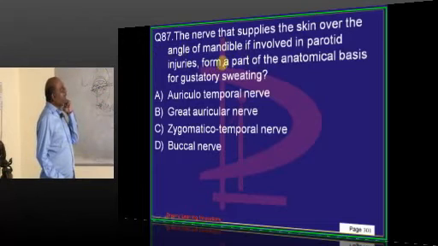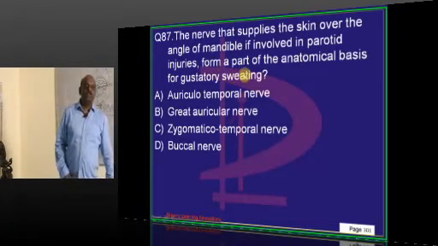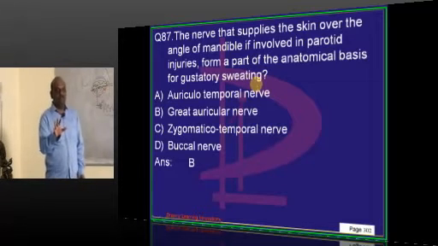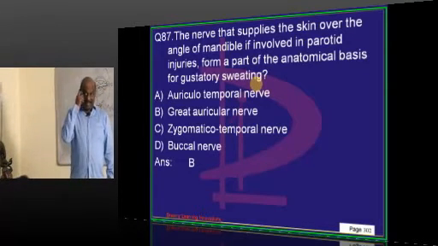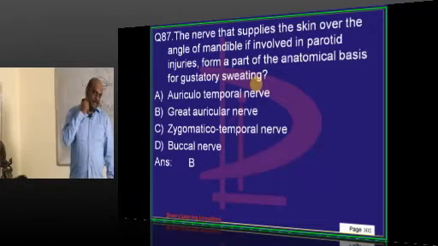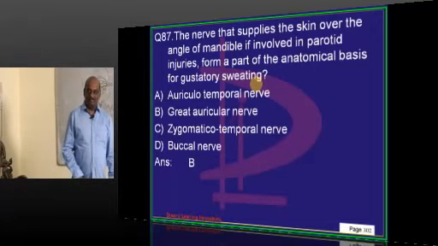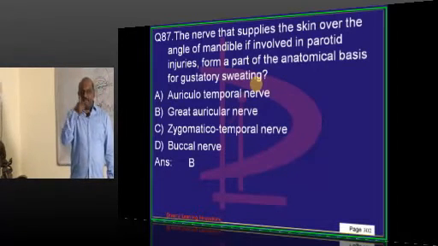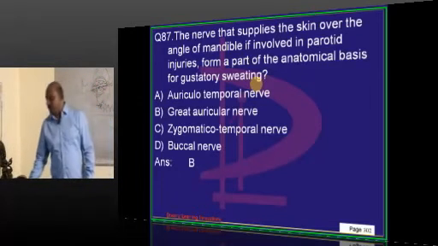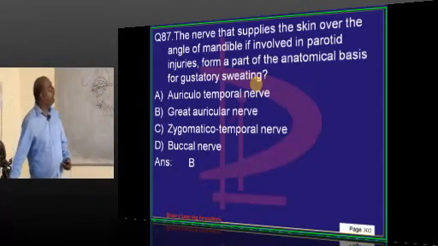The nerve which supplies the angle of the mandible is which one? Entire face sensory skin supply is trigeminal, except the only area which is not supplied by trigeminal but great auricular nerve is the skin overlying the angle of the mandible. Okay? Entire face motor supply is by the facial nerve, except the levator palpebrae superioris that lifts the eyelid, which is supplied by oculomotor nerve, is what you have to basically remember.